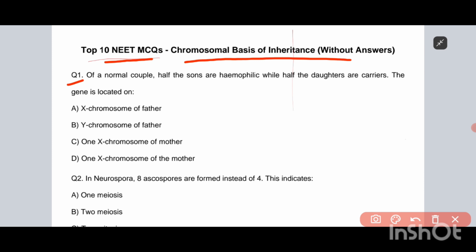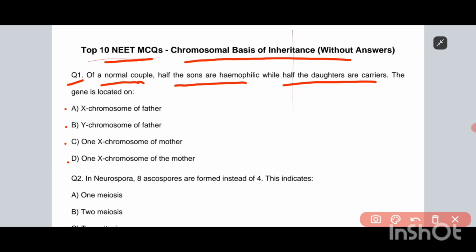It is said that of a normal couple, half of the sons are hemophilic while half the daughters are carriers. The gene is located on, and the options are: option A, X chromosome of father; option B, Y chromosome of father; option C, 1 X chromosome of mother; and option D is 1 X chromosome of mother.